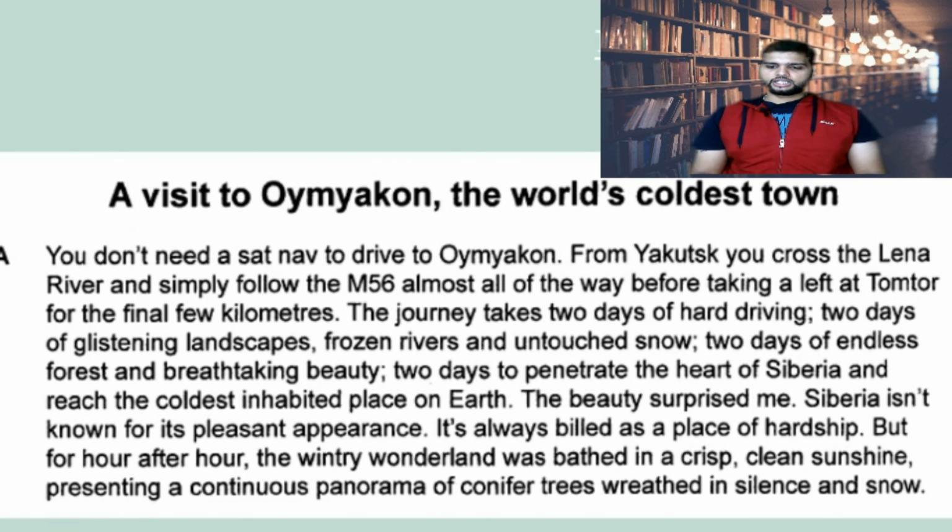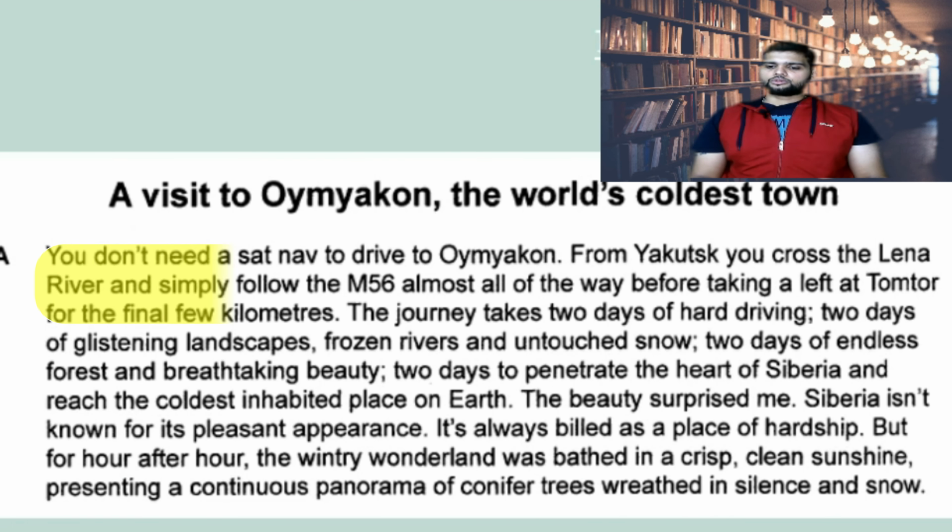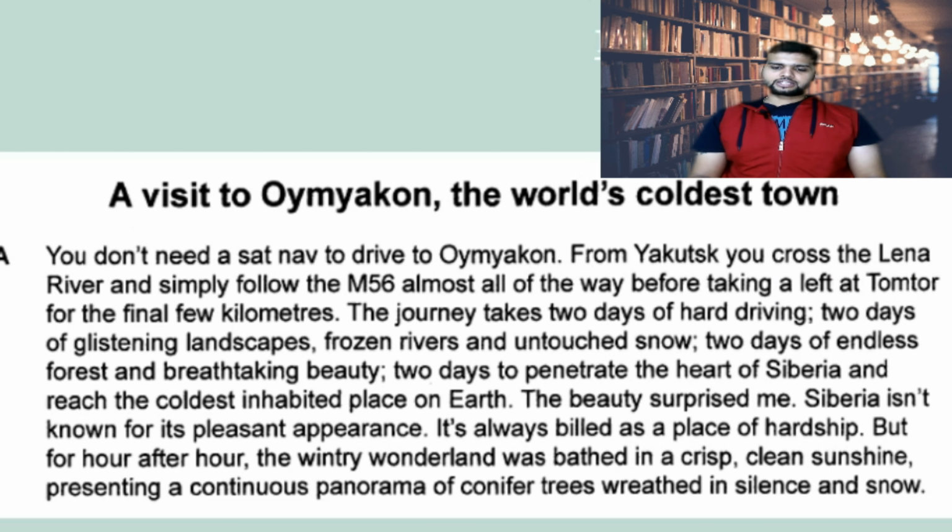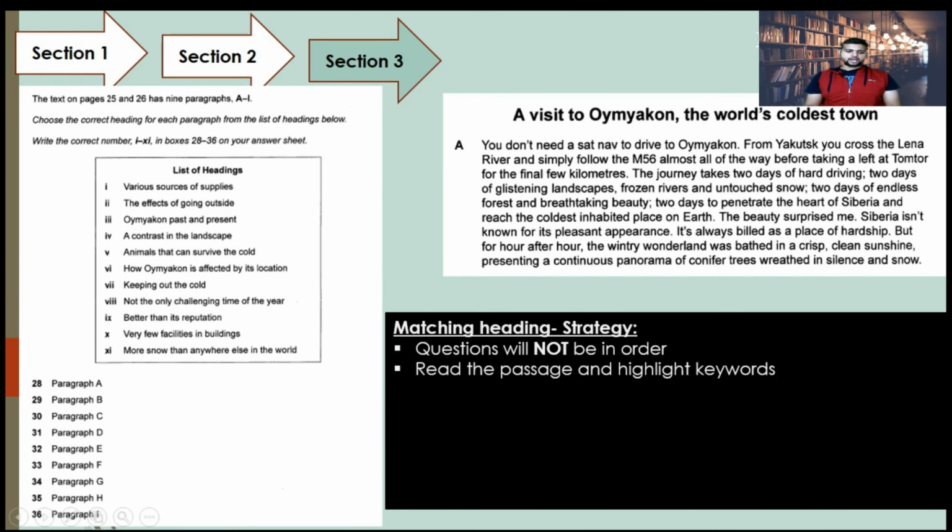So: you don't need a sat nav to drive to Omyakon. From Yakutsk you cross the Lena River and simply follow the M56 all the way before taking a left at Tomtor for the final few kilometers. Like this, you just have a look at it and understand how to reach Omyakon. There's something saying about how to reach there, so you can see anything related to how to reach this place. I'll go through this in detail.